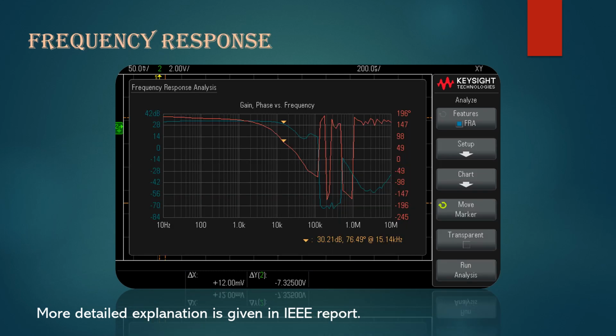This is the frequency response analysis of the circuit. We observe a 3 dB drop in output at the 15 kilohertz range. Thus, from 0 kilohertz to 15 kilohertz, we observe the output to be as expected, following which there is a high attenuation due to which the oscilloscope cannot accurately measure the output voltage, giving us these high fluctuations.